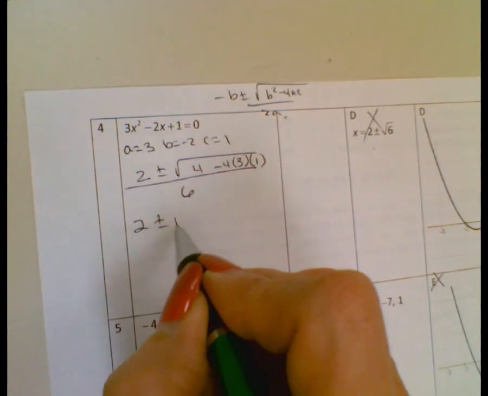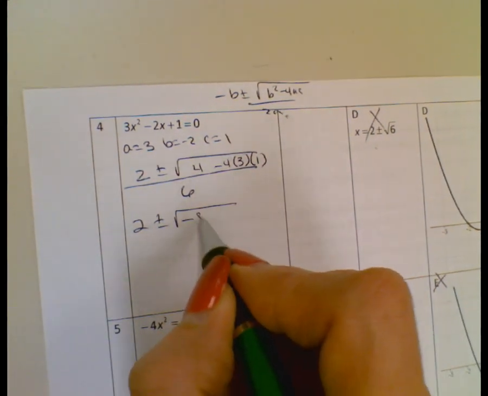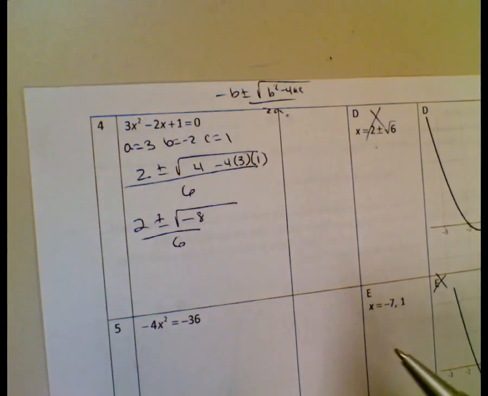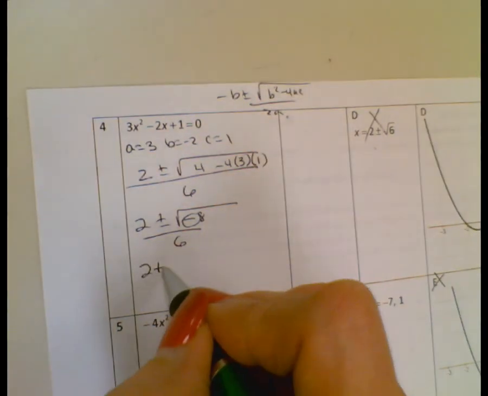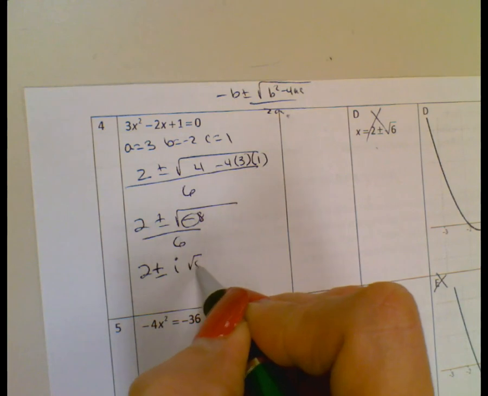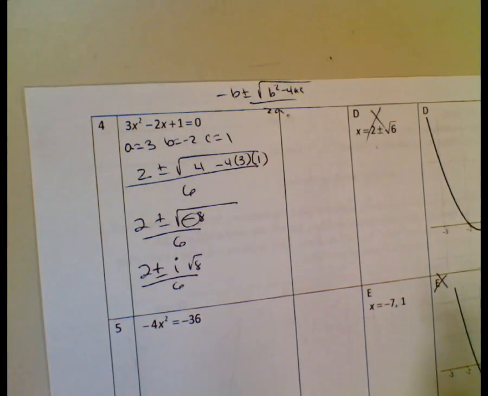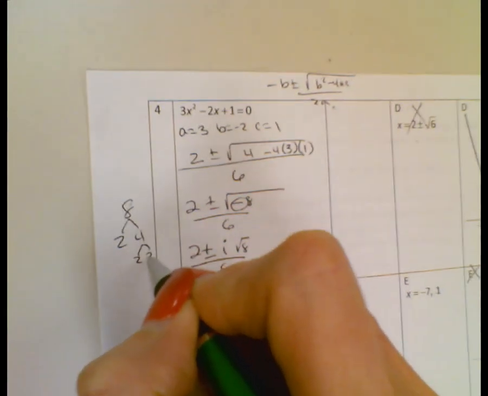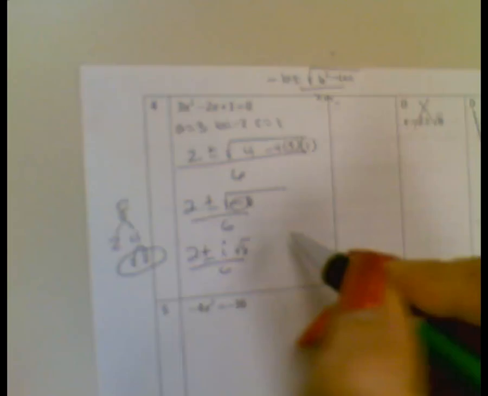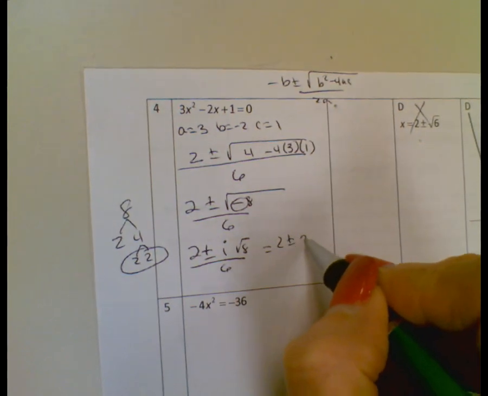So this is 2 plus or minus the square root of 4 minus 12, which is negative 8, over 6. So you might remember that if you have a negative, you have to bring an i out. That's the first thing you should do. And the second thing you should do is you should do a factor tree for 8 and bring a pair of 2's out. So this is 2 plus or minus 2i.